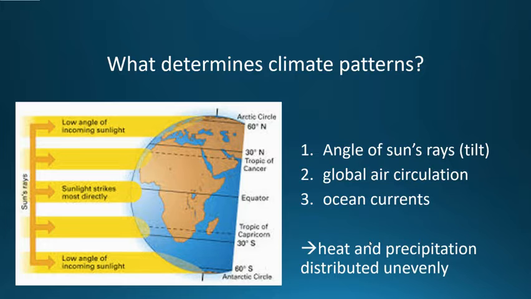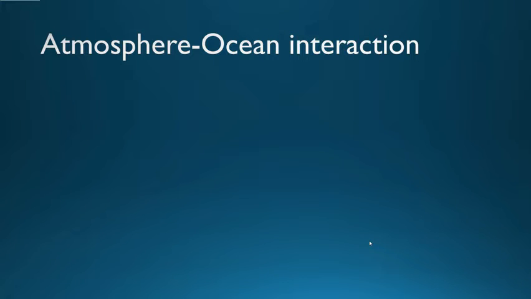Main issue is that heat and precipitation are distributed unevenly over the Earth. And so a lot of movement of air and water is water or air that is very hot trying to get to places that are cooler because of the laws of thermodynamics. There is interaction between the atmosphere and the ocean that affects climate.